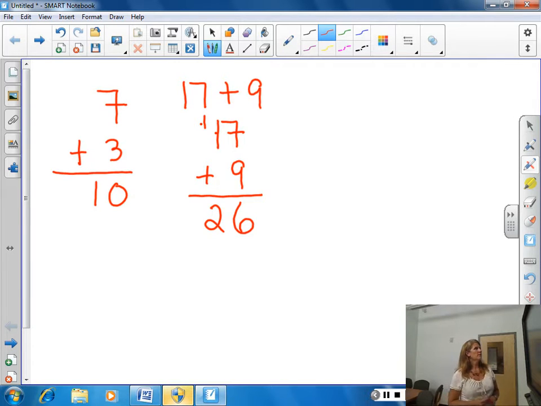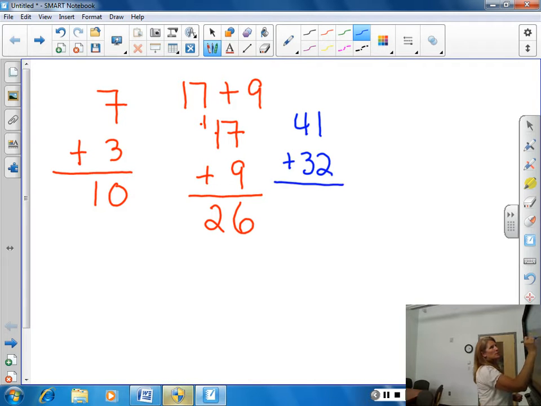If I have something like 41 plus 32, again I'm lining those up. And then I add straight down. 2 plus 1 is 3. 4 plus 3 is 7. I didn't carry anything in that problem because it didn't spill over. I have to get something more than 10 to have to carry. If nothing more than 10 happens, then I don't have to worry about that.